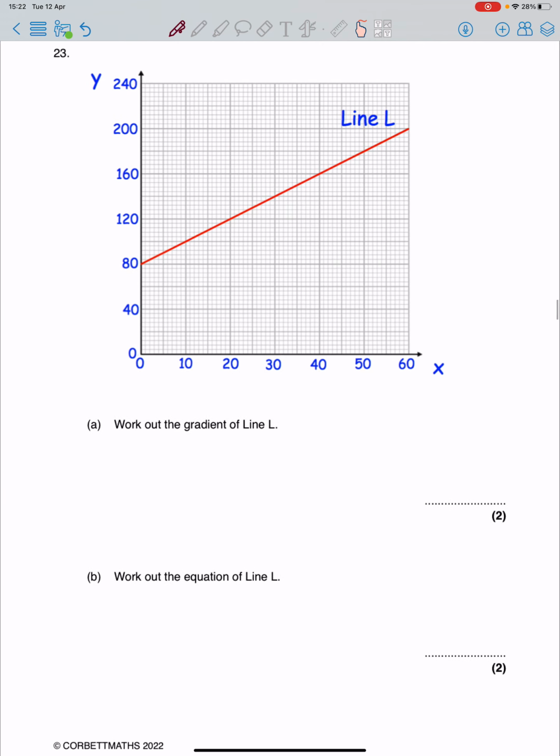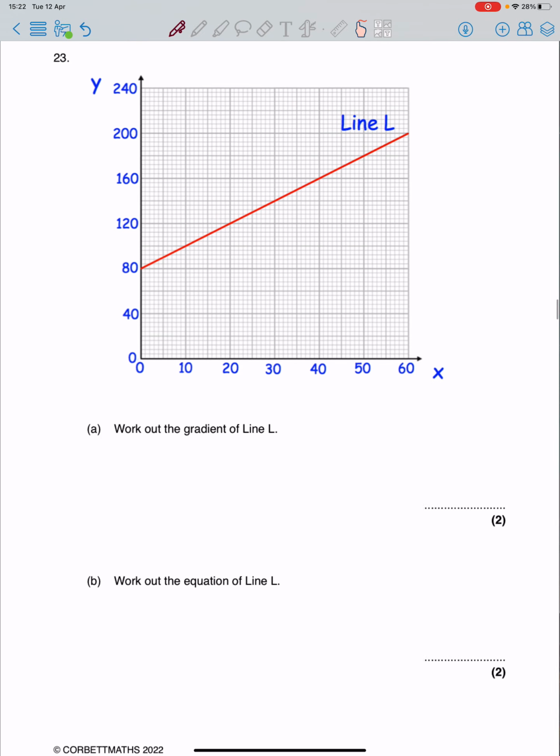Right, next we've got this graph, and it's saying to work out the gradient of the line L. Well, to work out the gradient, we just pick 2 points, and we use the formula change in y over change in x. Or for some that are used to it, it's y2 minus y1 over x2 minus x1. So let's actually pick 2 coordinates.